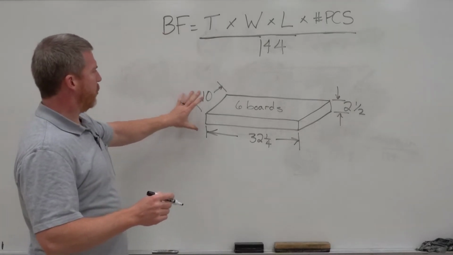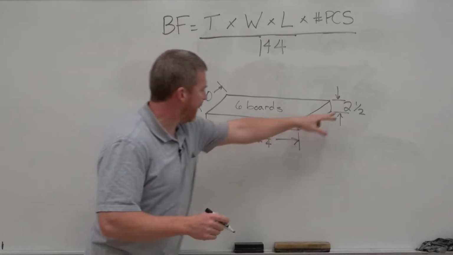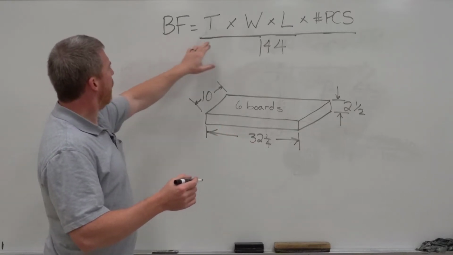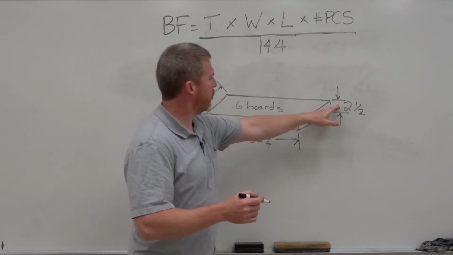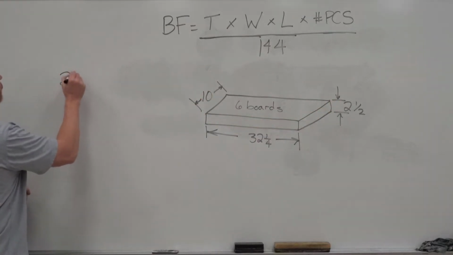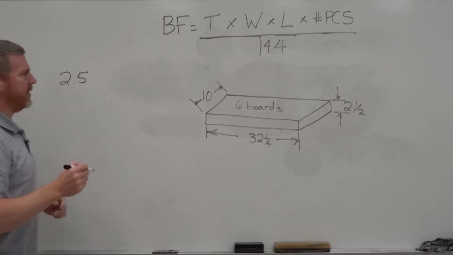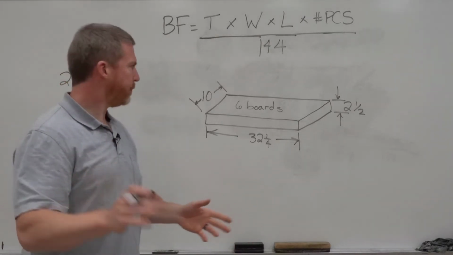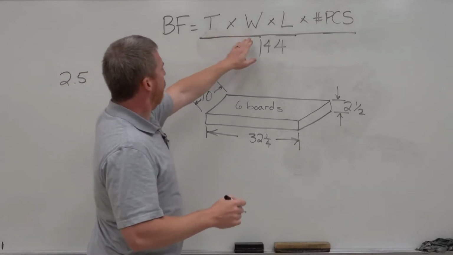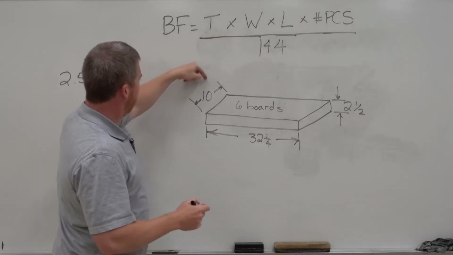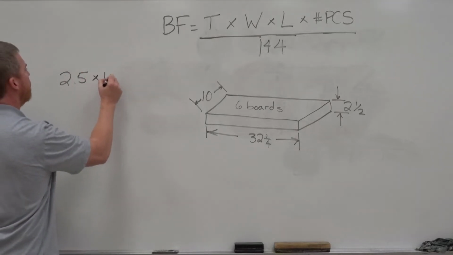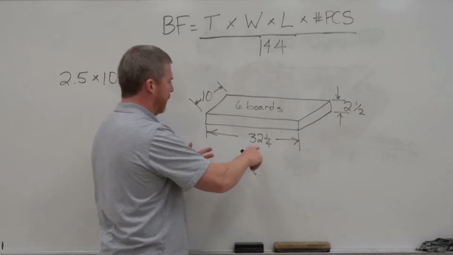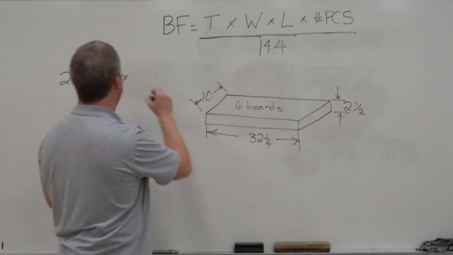So here is our next one. We have 6 boards that are this same size. So let's plug in the numbers. We want board feet. What is my thickness? Thickness is 2.5. And if you want to write it as a decimal, 2.5, if that's easier on the calculator, that's fine. So we have thickness. What is my width? My width is going to be from front to back. That's 10 times 10. My length is generally my longest number, but this is my remaining 32 1/4.